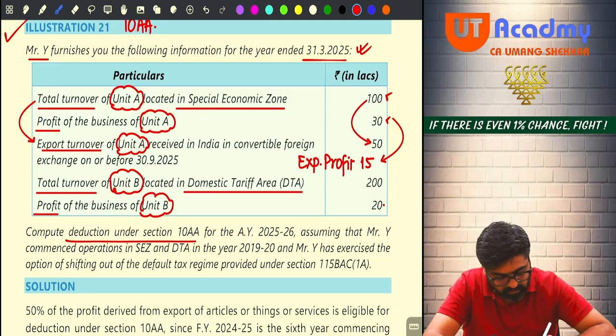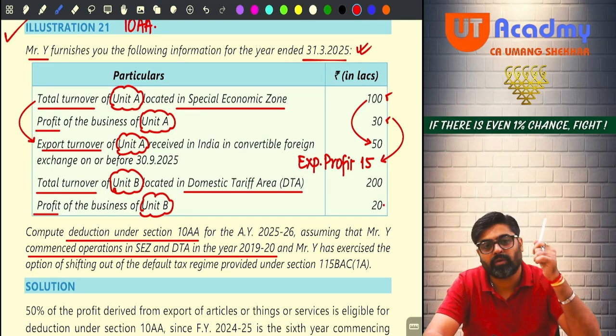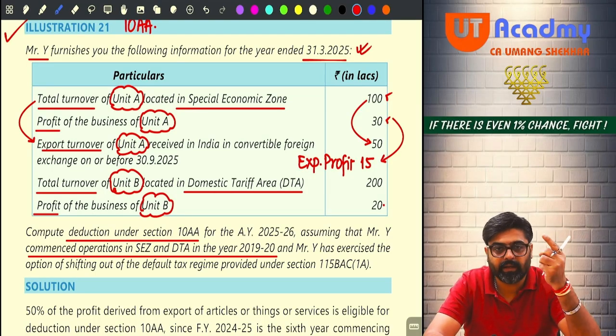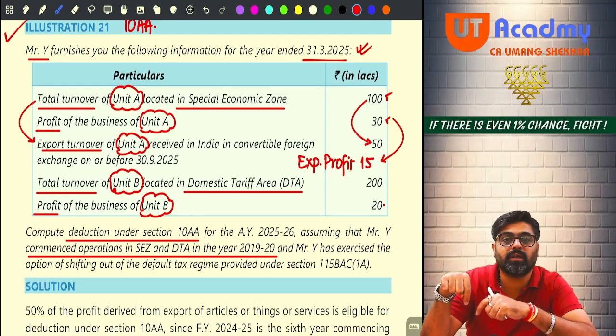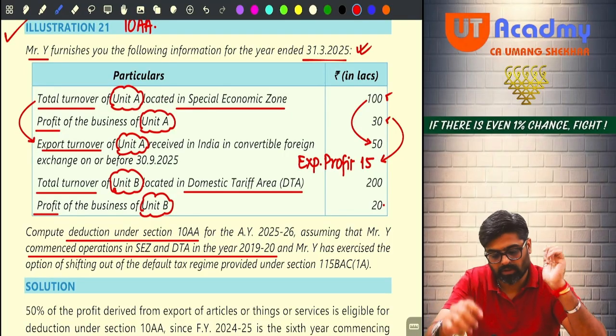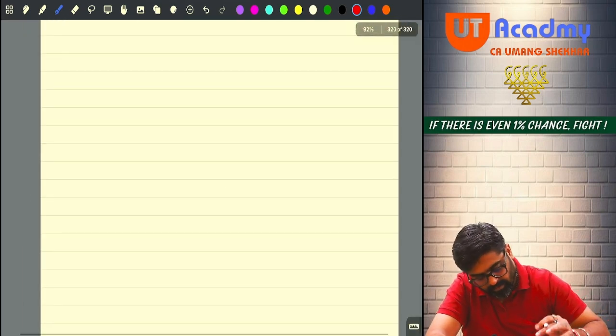Compute the deduction under section 10AA for the assessment year 25-26, assuming that Mr. Y commenced operations in SEZ and DTA in the year 1920. So both the businesses were started in which year? 1920. So 1920 was the first year. 1920, 2021, 21-22, 22-23 and 23-24. 5 years have already gone. This 24-25 will be the 6th year for both these businesses. Yes or no? Now if I have to present the answer, I will be presenting it like this.